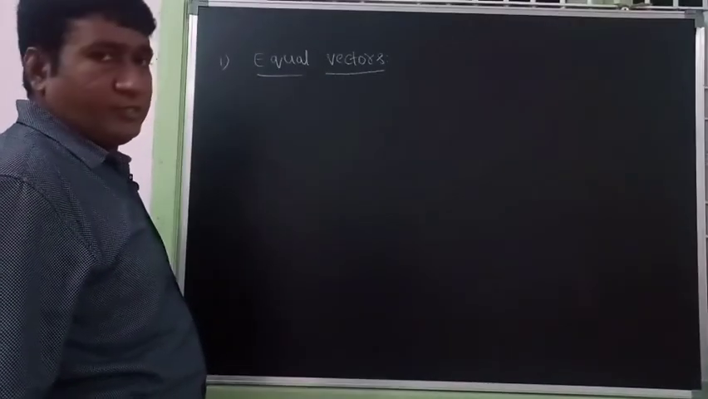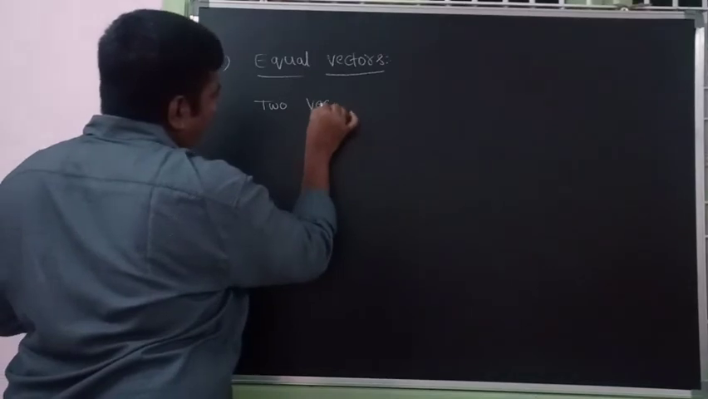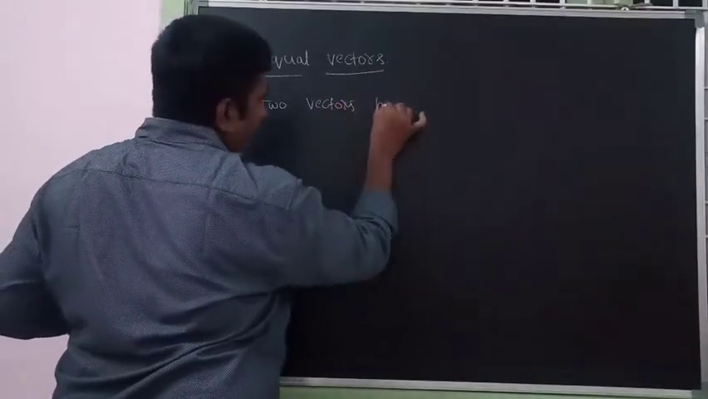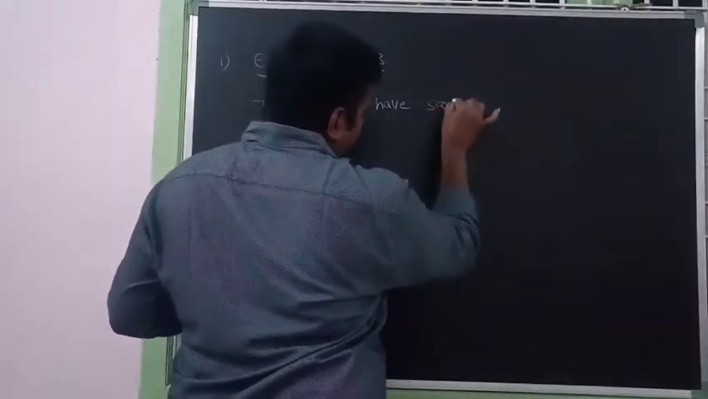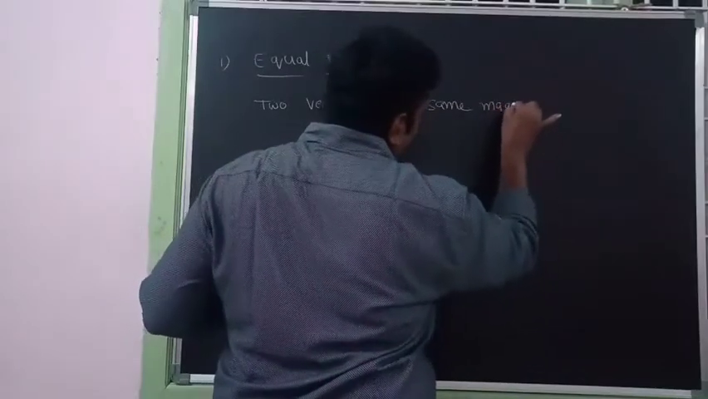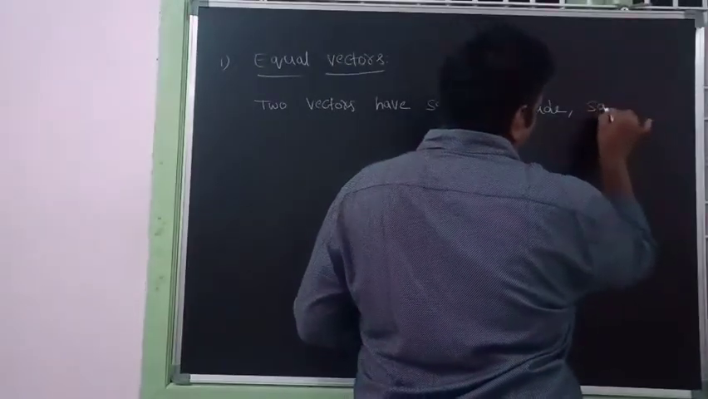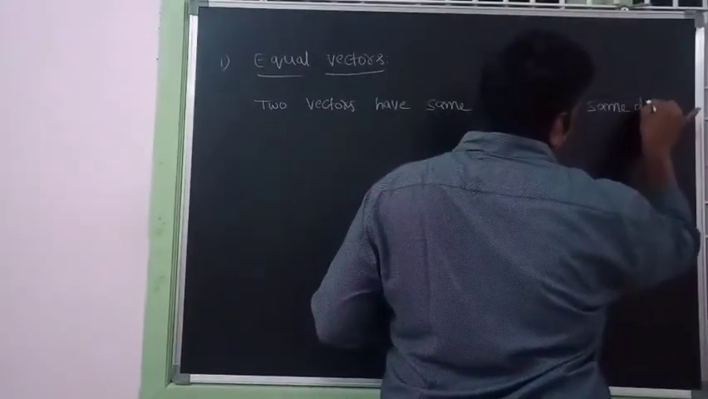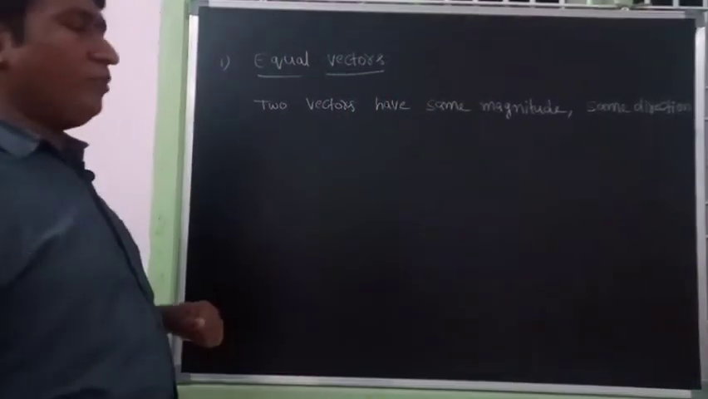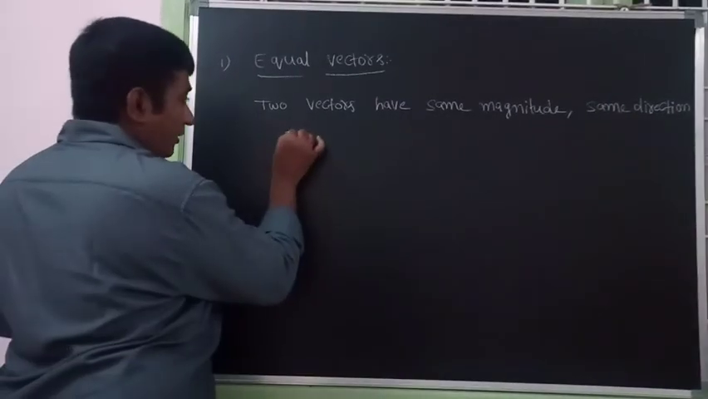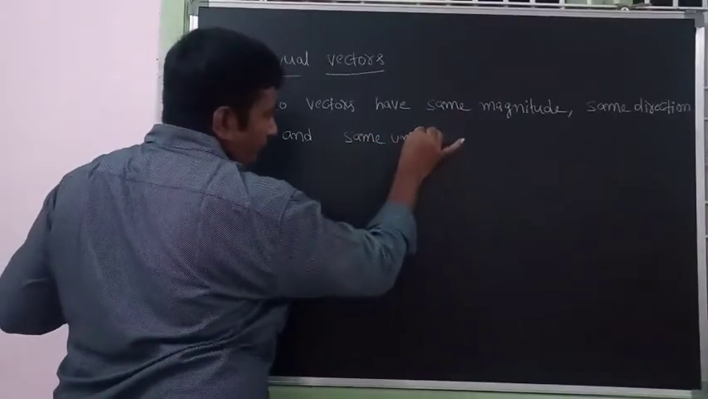If I am taking two vectors having the same magnitude, same direction, in general we will call them equal vectors. But along with this, we should also observe that they have the same unit.